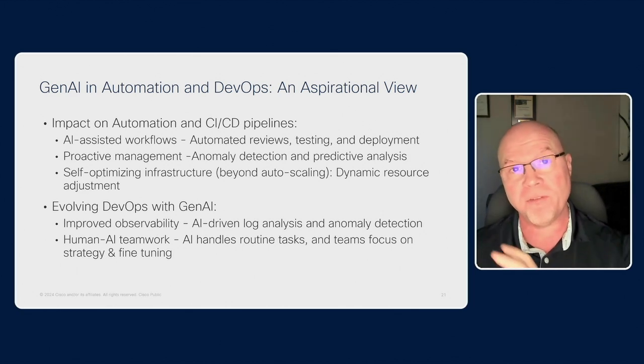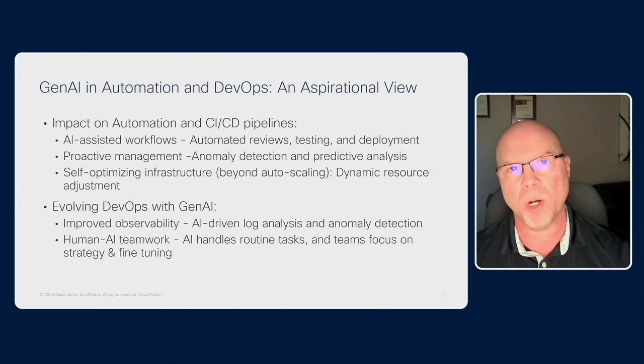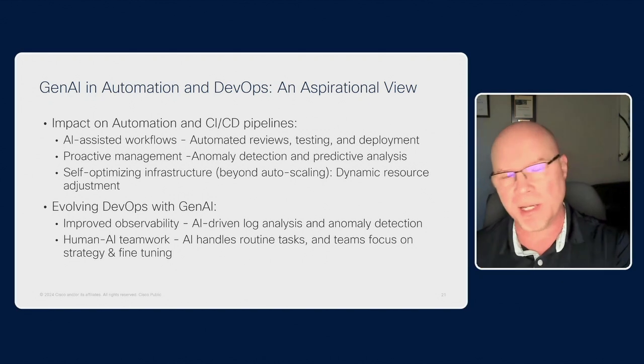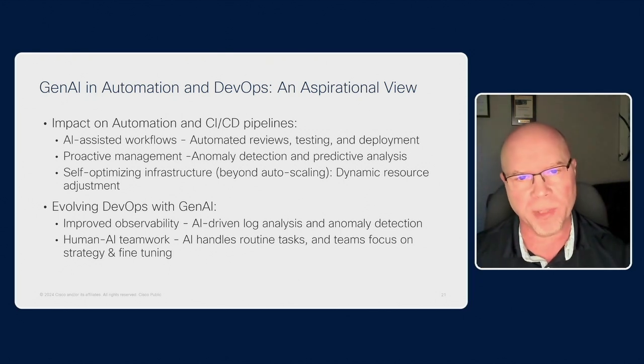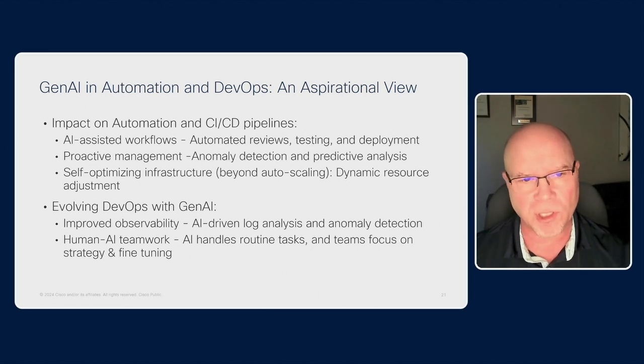So this is stuff that from DevNet's point of view, you're going to start seeing on developer.cisco.com, where we're actually going to start publishing documentation around best practices to optimize CI/CD, infrastructure as code recommendations and stuff like that to go and leverage GenAI to help you with some of those automation elements. We'll talk about proactive management and self-optimizing infrastructure in a few slides, so I'll save that there as well.